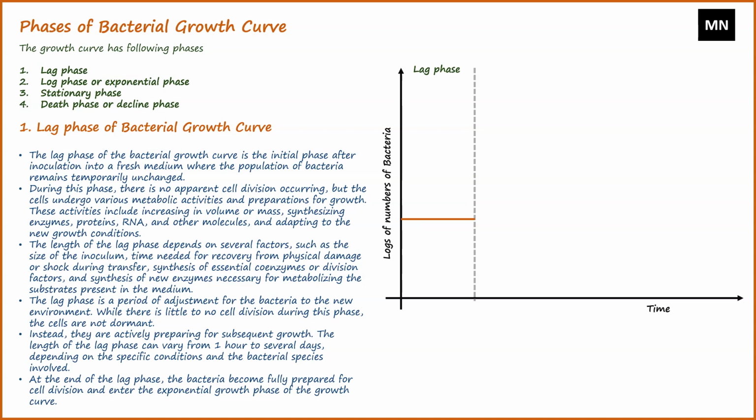The lag phase is a period of adjustment for the bacteria to the new environment. While there is little to no cell division during this phase, the cells are not dormant. Instead, they are actively preparing for subsequent growth. The length of the lag phase can vary from 1 hour to several days, depending on the specific conditions and the bacterial species involved. At the end of the lag phase, the bacteria become fully prepared for cell division and enter the exponential growth phase of the growth curve.